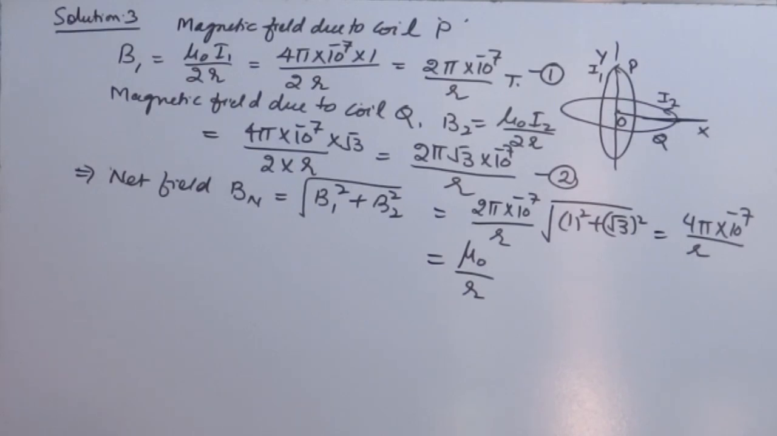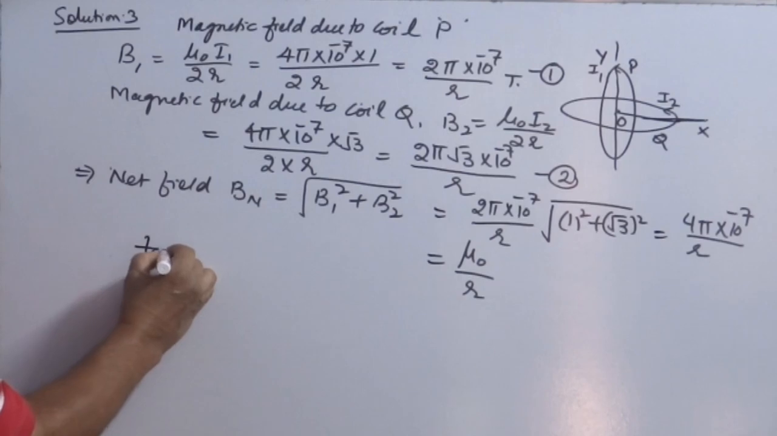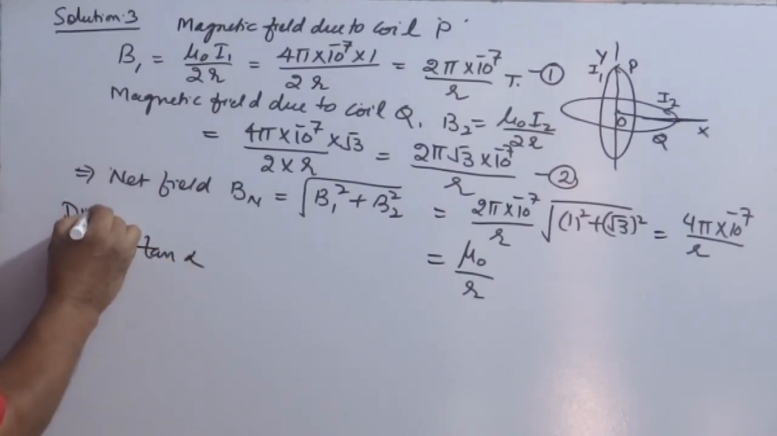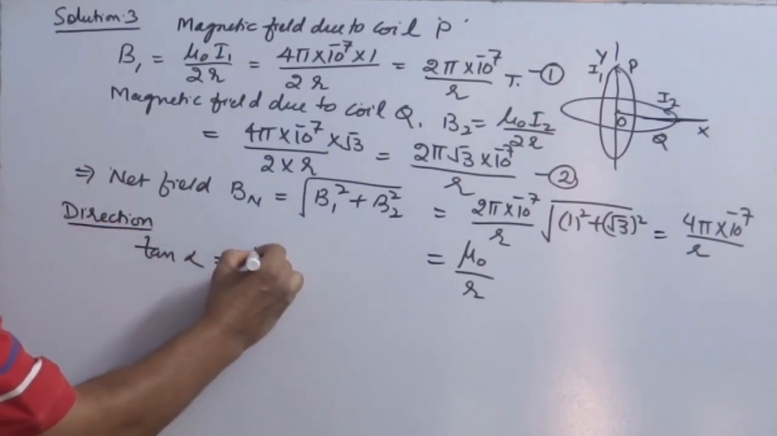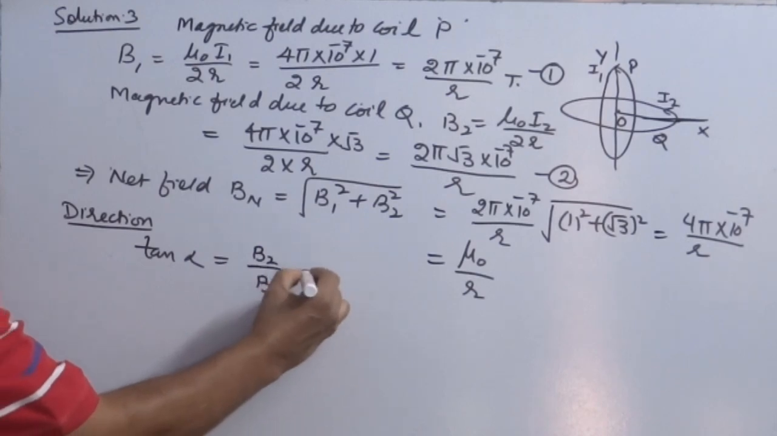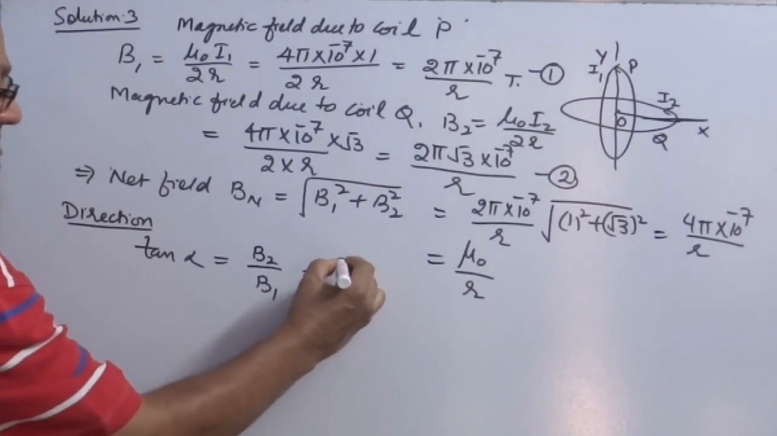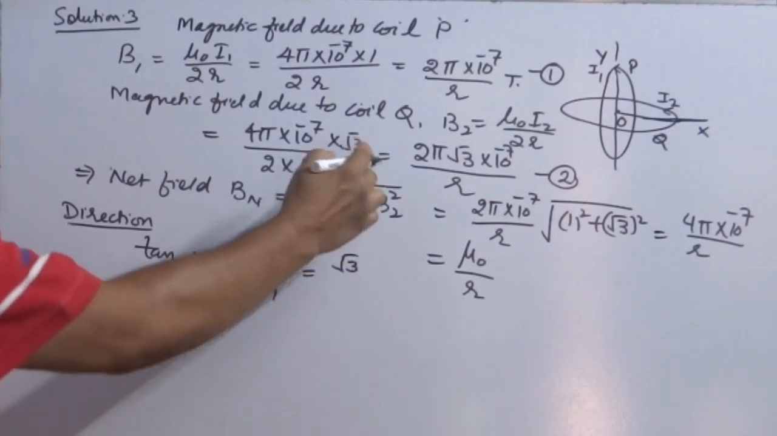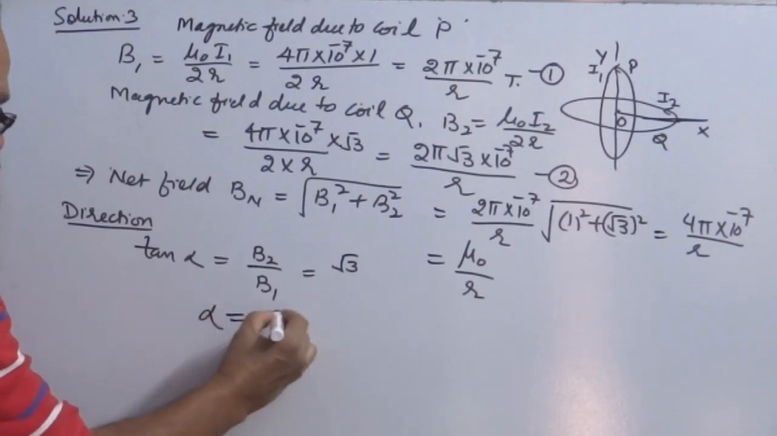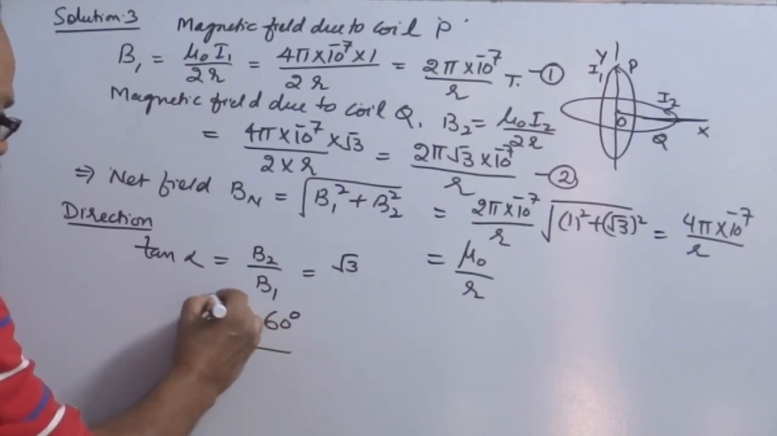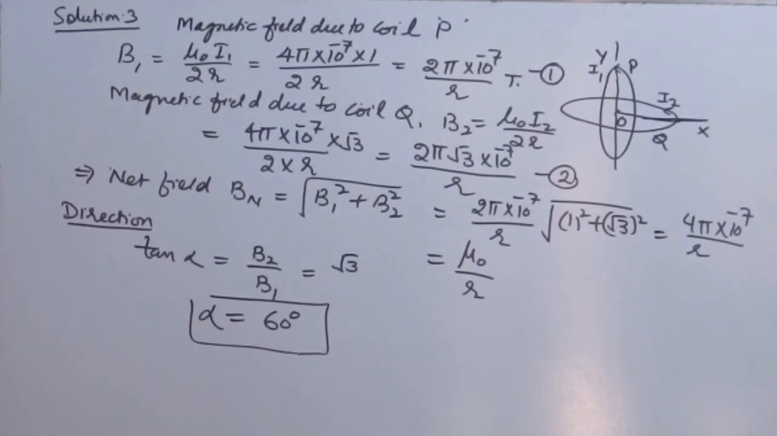Now another part is very interesting. What is the direction of resultant magnetic field? So tan alpha for direction is 2 over 1, that comes out straight away root 3. 2 pi into 10 to the power minus 7 over R cancels. So this implies alpha is equal to 60 degrees. So the resultant will make this angle from the x-axis.